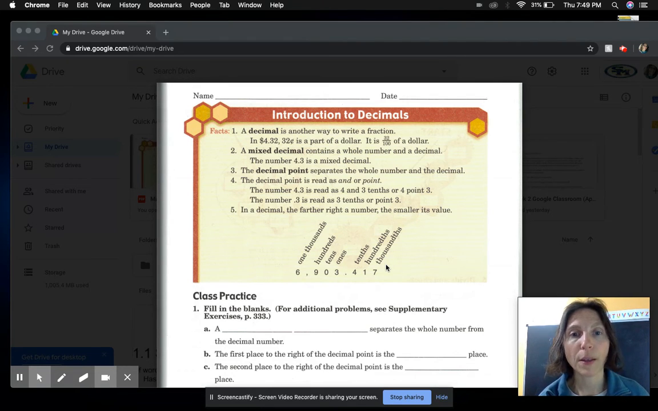So a decimal is another way to write a fraction. In $4.32, I'm just reading the yellow box, 32 cents is a part of a dollar. It is 32 1/100ths of a dollar.